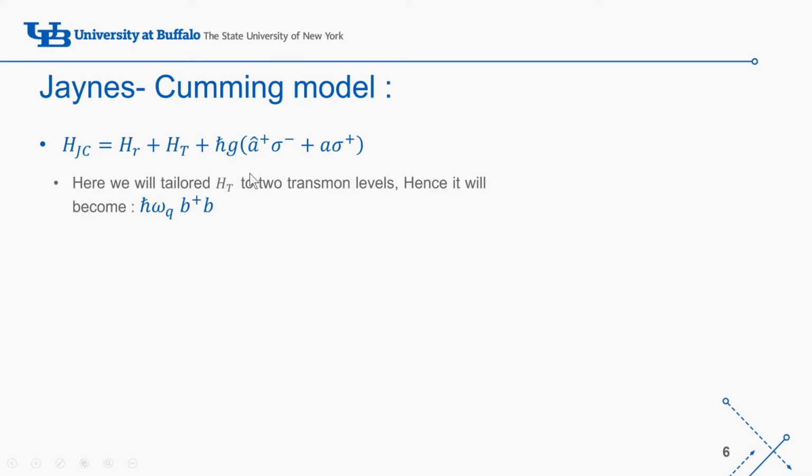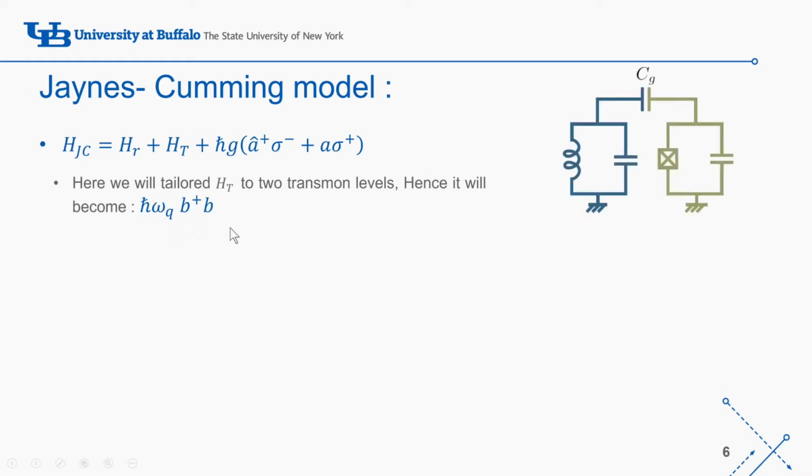All right. So when we talk about the Transmon, we only want to talk about the lowest two energy levels, because that's what we need for the qubit. So we will basically reduce the Hamiltonian of the Transmon to this particular ħω_q b†b. All right, and this is how it would look if you look at this figure.